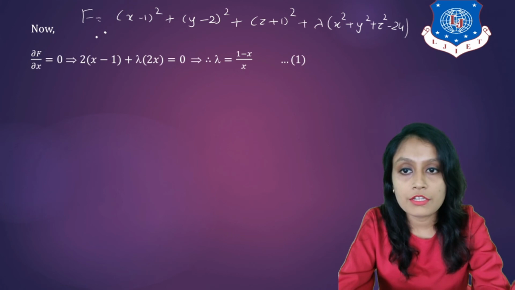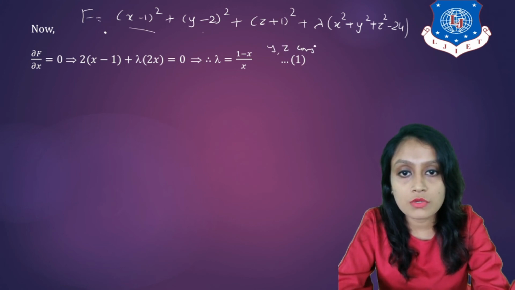Okay, so now differentiate this f with respect to x. From this you will get 2 into (x minus 1); y and z are constant, so these two terms are 0, and from this you will get lambda into 2x is equal to 0. Again, same procedure, we have to make lambda the subject, so you will get lambda is equal to (1 minus x) upon x. Give it number 1.